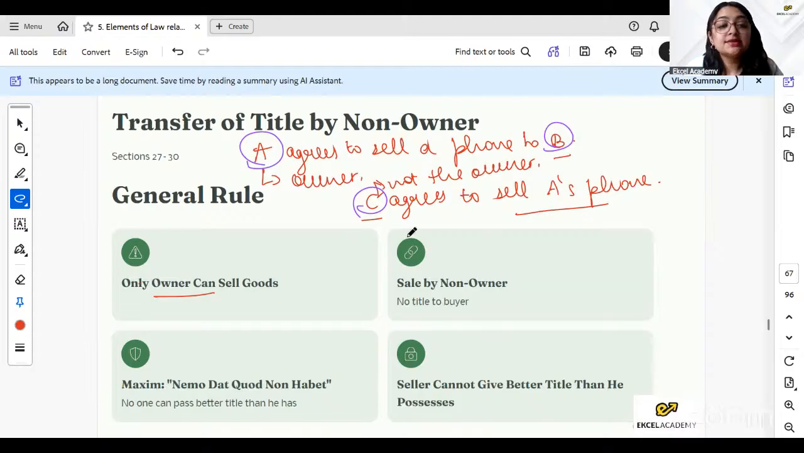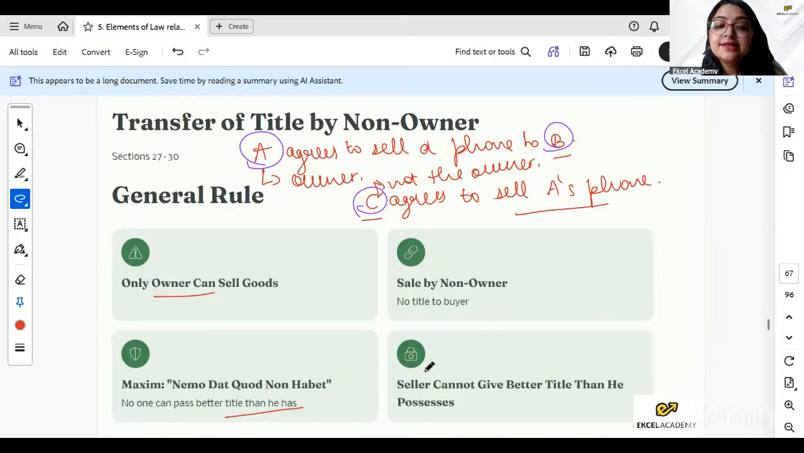The maxim which explains this is nemo dat quod non habet. No one can pass better title than he has. You can of course pass a title, but only to the extent you have the title. If you do not have the title, you will not be able to pass it. So even if B believes that C is the owner and purchases it, B will not get the title to the goods. I hope I am clear when we say nemo dat quod non habet.